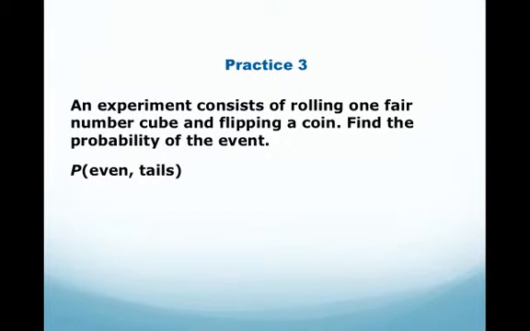Practice 3. An experiment consists of rolling one fair number cube and flipping a coin. Find the probability of an even number and tails. So first find out how many even numbers have tails. And then put that number over the total number of possible outcomes.